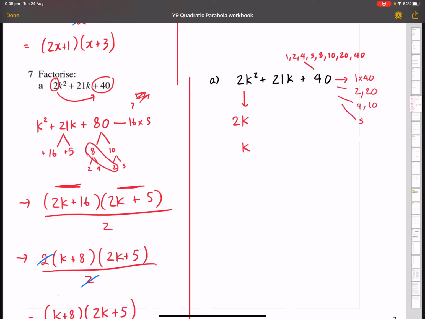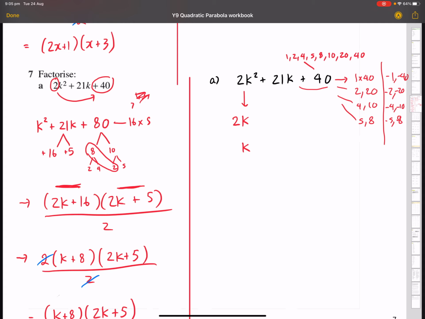And 5 and 8. But because this is a plus 40, you can also have -1, -40, -2, -20, -4, -10, -5, -8. Sorry for the messy writing. It's on the side corner there, so it's hard to write.